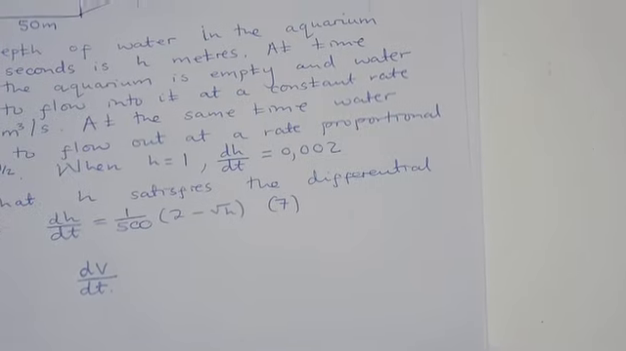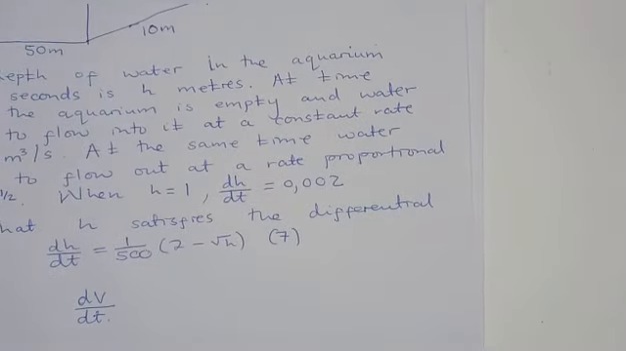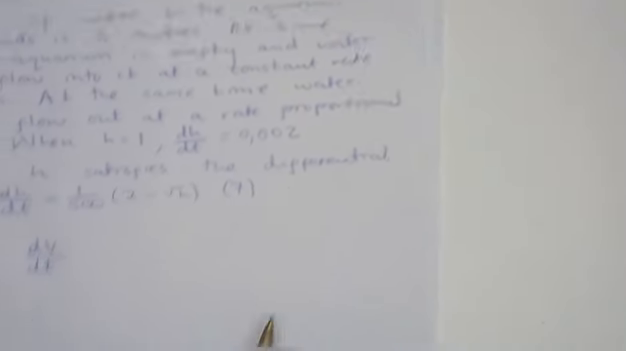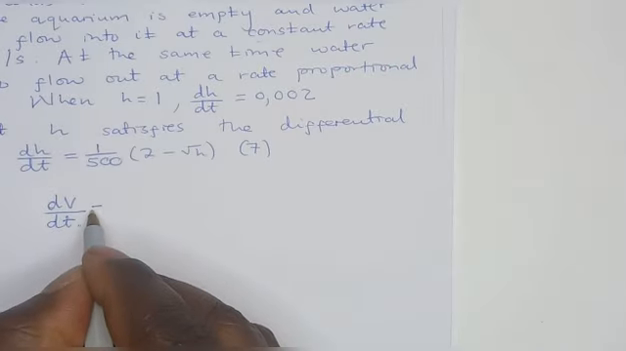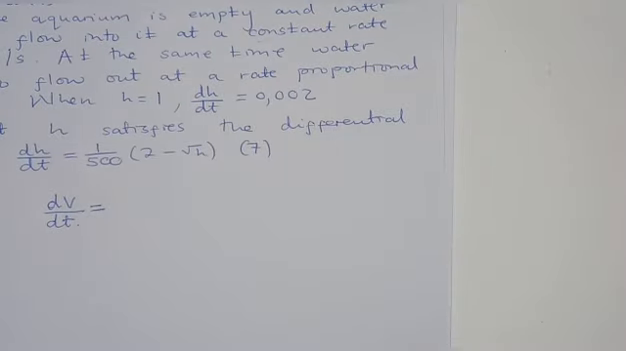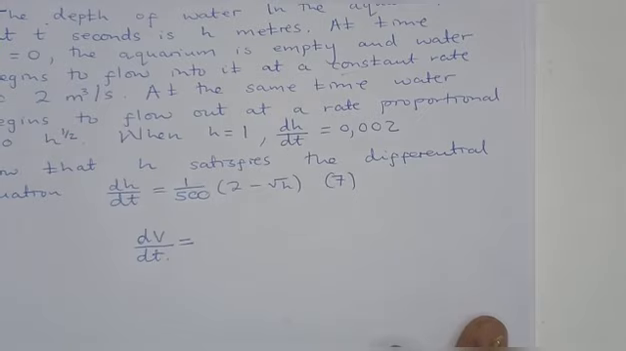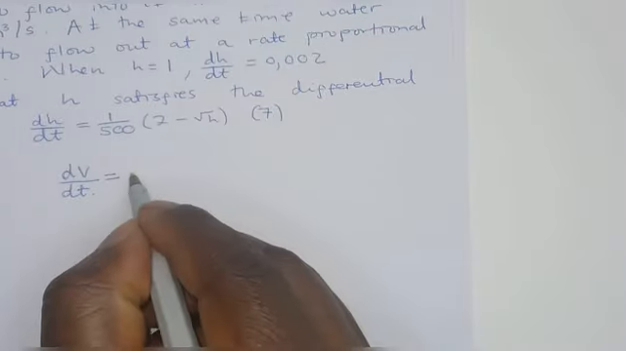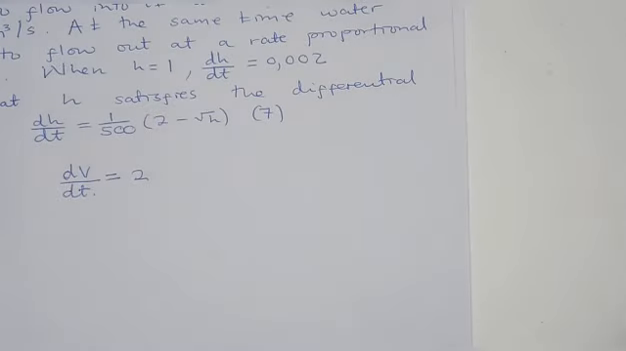So they are saying the water is flowing into it at a constant. If you hear constant rate, it means you are going to put an equal sign. So I'm going to put an equal sign because of that constant rate. Panzi, constant rate of 2 cubic meters per second. Then you write 2. Right.